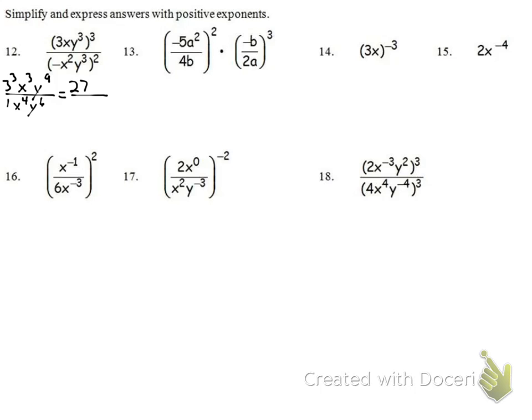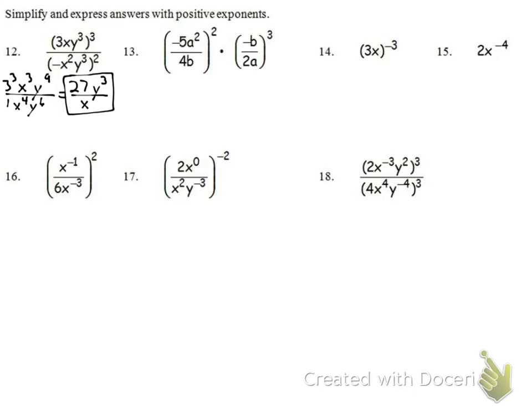I have x to the third and I have x to the 4th on the bottom. I have one more x on the bottom, so it reduces to just be an x on the bottom. I have y to the 9th on top, y to the 6th on the bottom. I have 3 more y's on top, so it's going to be y to the 3rd on top.